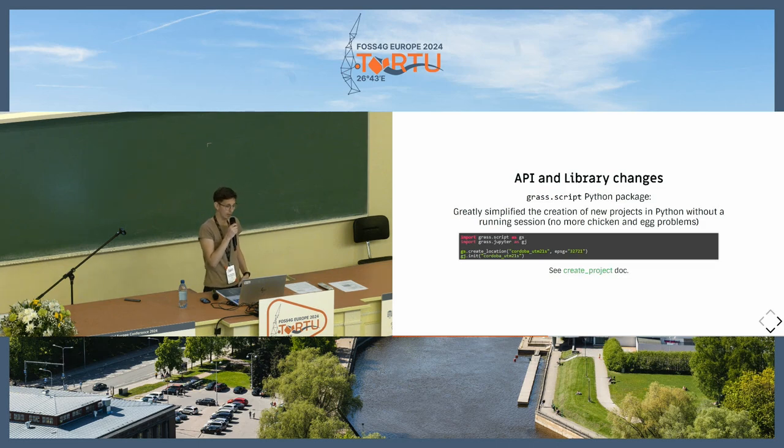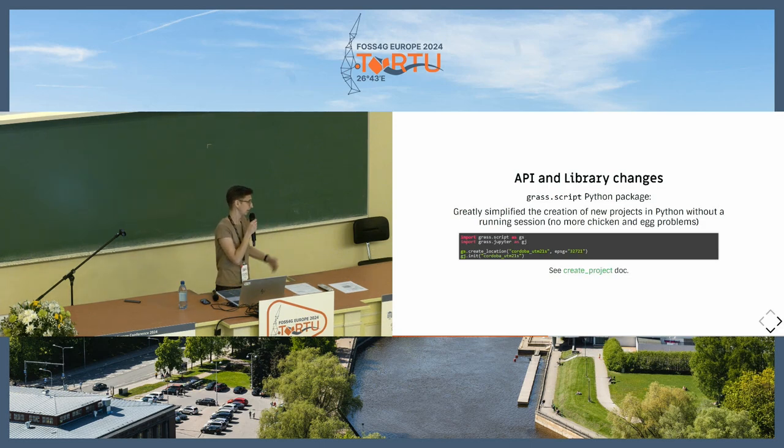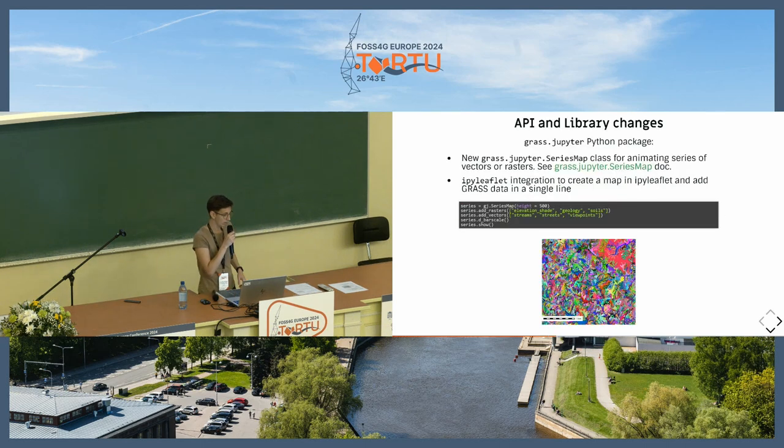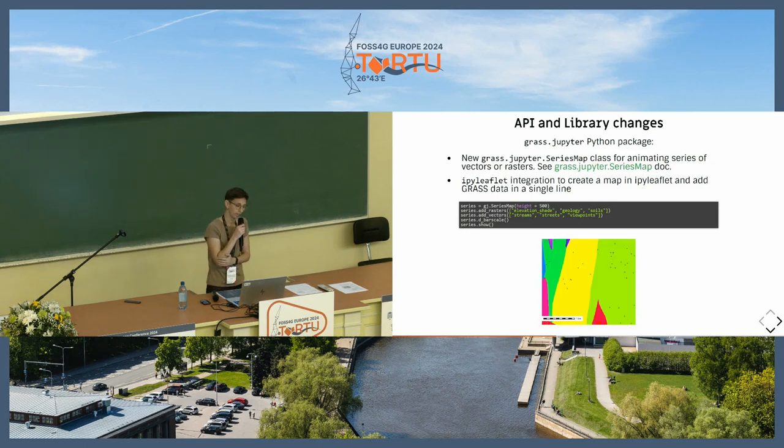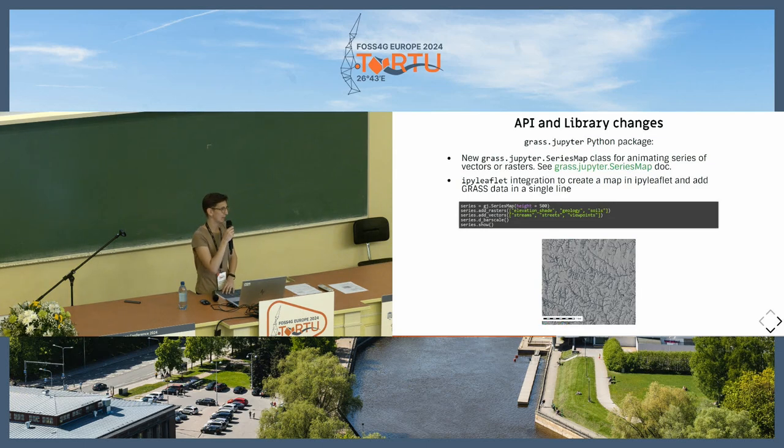Then there were different API and library changes in the two GRASS Python packages. So we greatly simplified the creation of new projects in Python without a running session. So we removed this chicken and egg problem. So you just start a Jupyter notebook, create a GRASS project, and start a session there. And there are also improvements within the GRASS Jupyter Python package, new classes for creating animations of lists of rasters and vector maps, and the integration of ipyleaflet as well. And there's another student, I will tell you later, within Google Summer of Code that will do more improvements in this package.